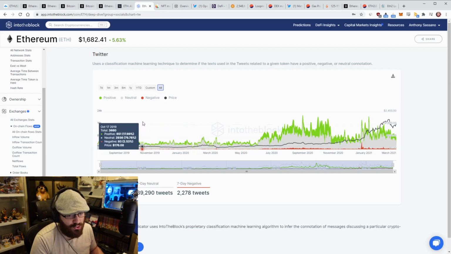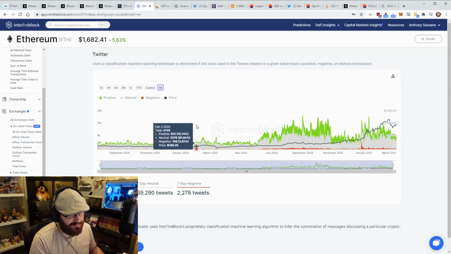You can see neutral was the majority of the sentiment because in 2019 nothing really happened for ETH. It started the year at around 130 and ended the year at 130. So people were neither positive nor negative on it. They were just like, yeah, okay, ETH's a stablecoin, right?